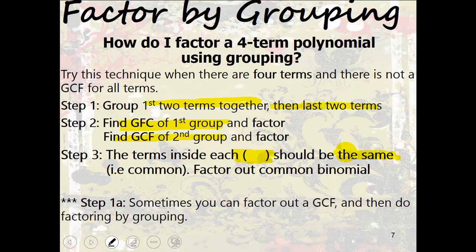And then we're going to factor out that common binomial, and rewrite our final factoring as the product of two binomials. Sometimes you have to factor out a GCF first and then do factoring by grouping. So it kind of layers right on top of each other.